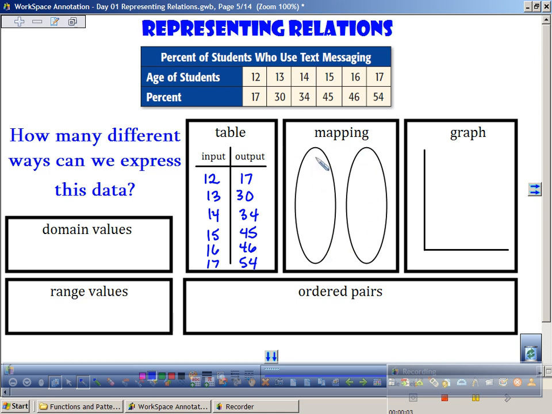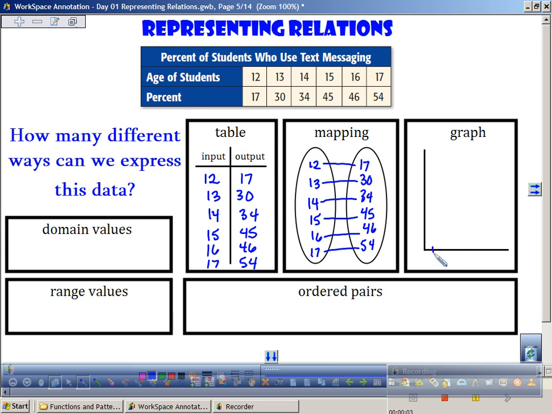Mapping. Is this so familiar to you? It's the same thing. You put all of your input values here, 12, 13, 14, 15, 16, 17, and my output values go here. The difference between the two is if you had multiple output values, you only have to write it once, and we'll do that probably on the next one. 45, 46, 54. We call this one a one-to-one. Why do you think I call it a one-to-one? There's one output for each input, right?